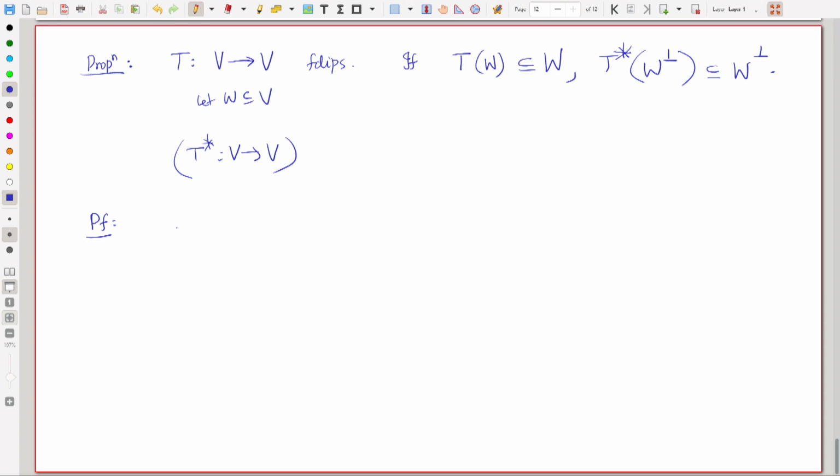So let's prove this. What should we prove? Let's pick an element W prime from W perp. We want to show that when you apply T star to that guy, the answer is also in W perp again, right, that T star preserves W perp. Now, what does it mean to say it belongs to W perp? We want to show T star W prime has inner product 0 with every W.